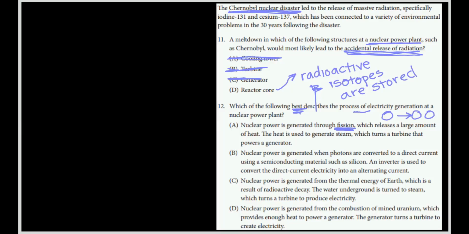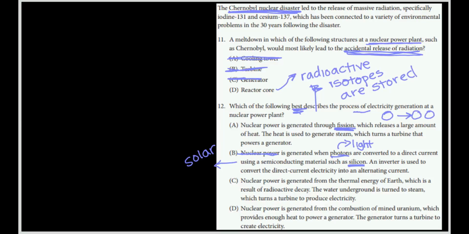The next choice says nuclear power is generated when photons, okay, so that's light. Photons are basically a physics word for light, converted to a direct current using a semiconducting material such as silicone. Silicone's pretty key here, and I'll tell you why in a second. And then an inverter is used to convert the direct current electricity to alternating current. Okay, so since we have light, what type of electricity is generated using light? Solar power, and the panels for solar power are usually made out of silicone. So that's why I said the silicone is kind of a giveaway there too. Those are the 2 words that give that away. That is not nuclear power, right? That's solar power.